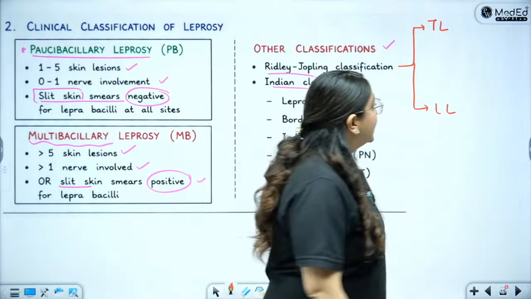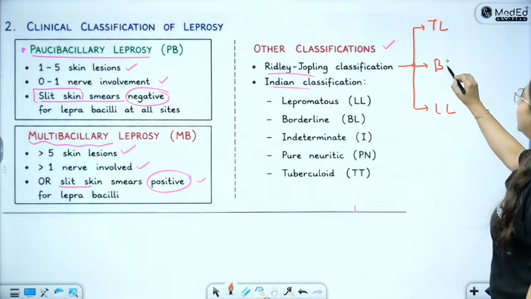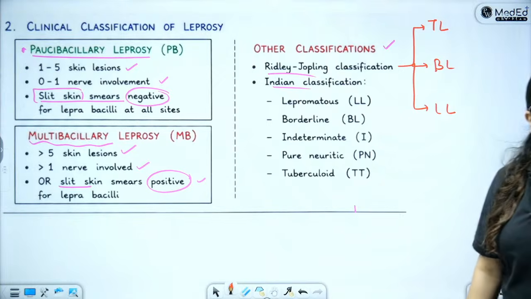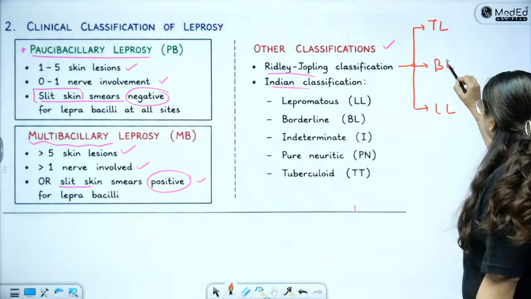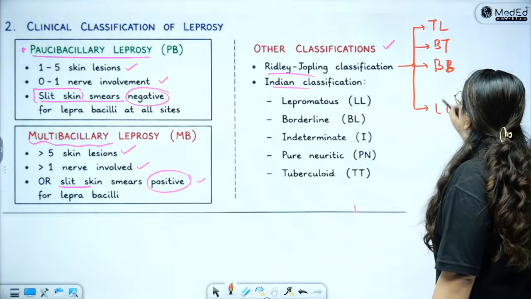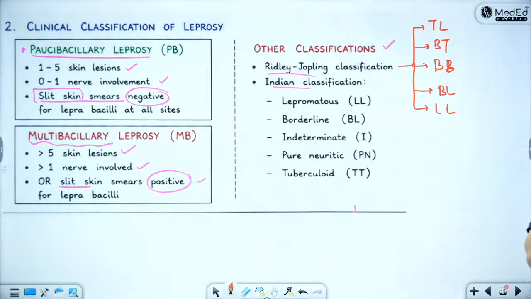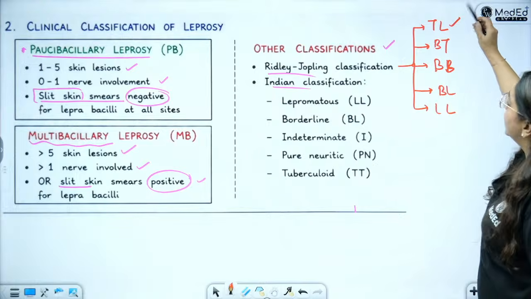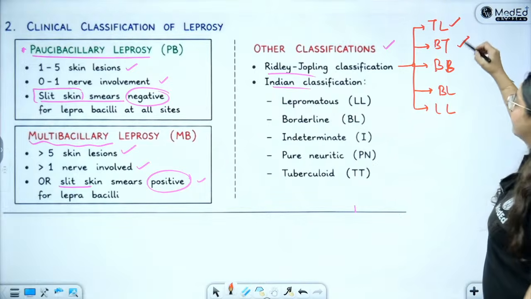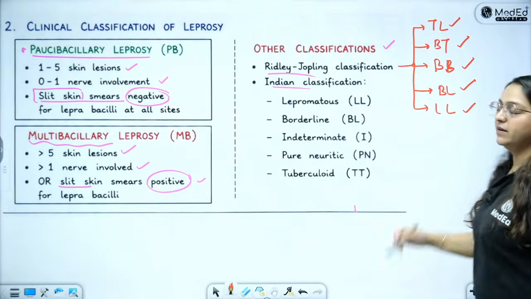Okay. Then he said right in the middle, there is something called borderline leprosy. The one in between borderline and tuberculoid is borderline tuberculoid. The one in between borderline and lepromatous is borderline lepromatous. So according to Ridley-Joplin, you have tuberculoid leprosy, borderline tuberculoid leprosy, borderline lepromatous leprosy, and lepromatous leprosy.